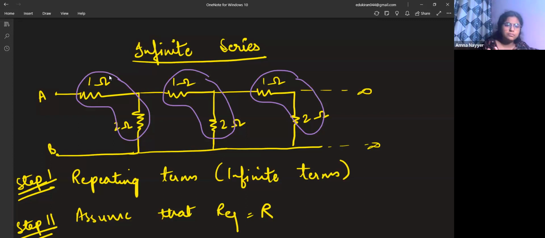Let us assume that the answer to this entire infinite series is R. Suppose I have assumed that my answer is R. So I have to find out this R, right? This R is unknown to me. I have to find out this R. So the equivalent resistance of the entire term is R. That is the first step.